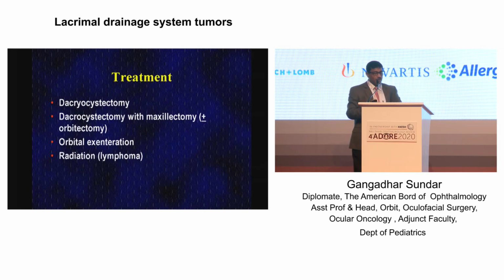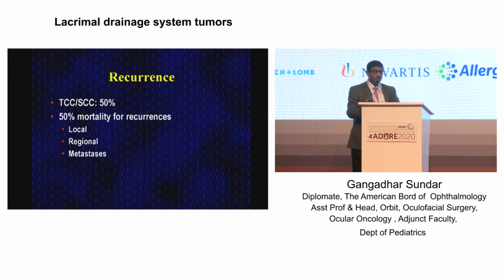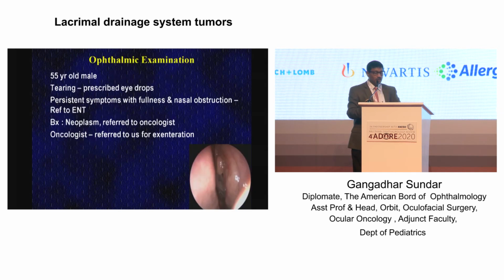So quickly, the principles of management are dacryocystectomy with maxillectomy. If it has breached all the fat tissues into the orbit, you have to do an orbital exenteration, usually followed up with radiation itself. And remember that incomplete excisions result in a lot of recurrences. So the last case I'm going to show is about what has recently changed.